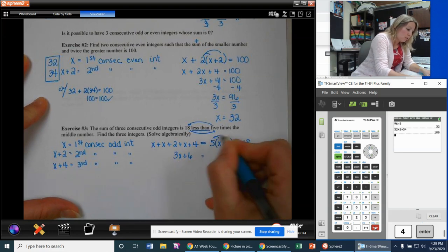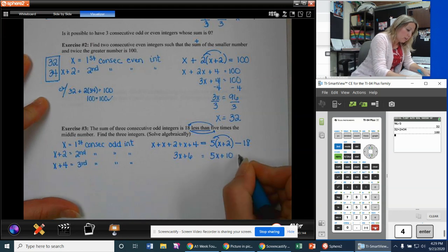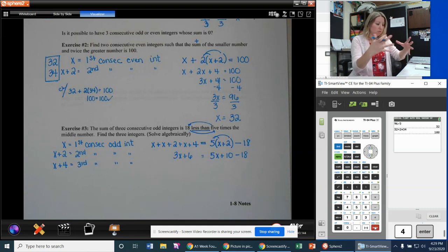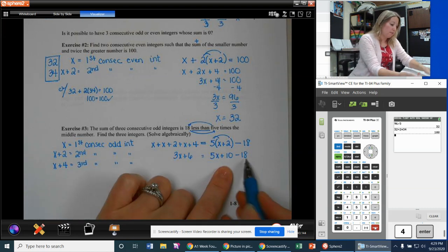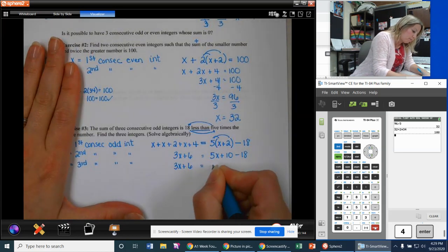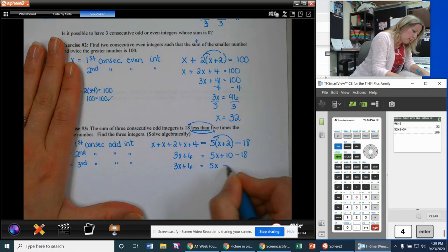All right, so now we combine like terms on this side. And this side we distribute. So we've got a couple of things going on. Pause it if you need a moment to figure out combining those like terms and distributing. And now over here, I've got like terms, so I have to combine again. 10 minus 18, negative 8.